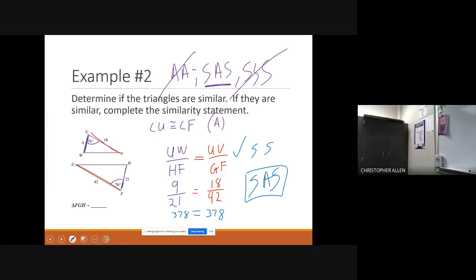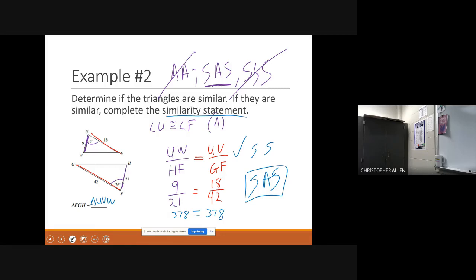The last thing we got to do is write a similarity statement. Now I'm going to let you try to write this one on your own, okay? So triangle FGH is similar to what? Write the triangle there, remember the order of the letters is important. Triangle FGH is similar to what? Let's fill that in. I have UVW. You guys agree with that?